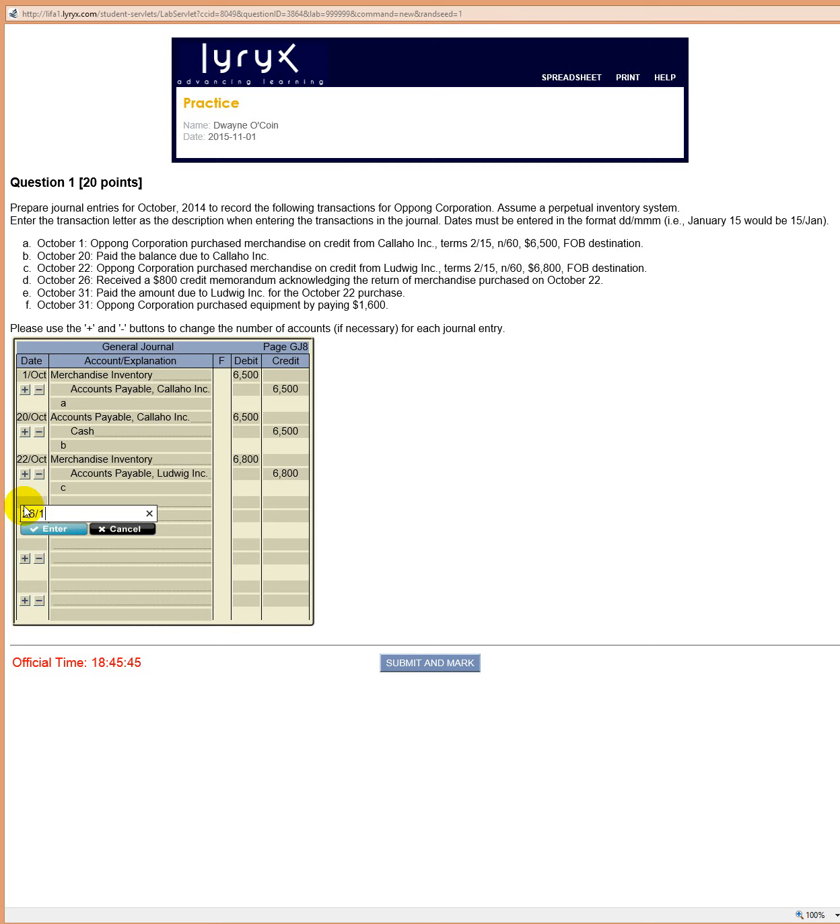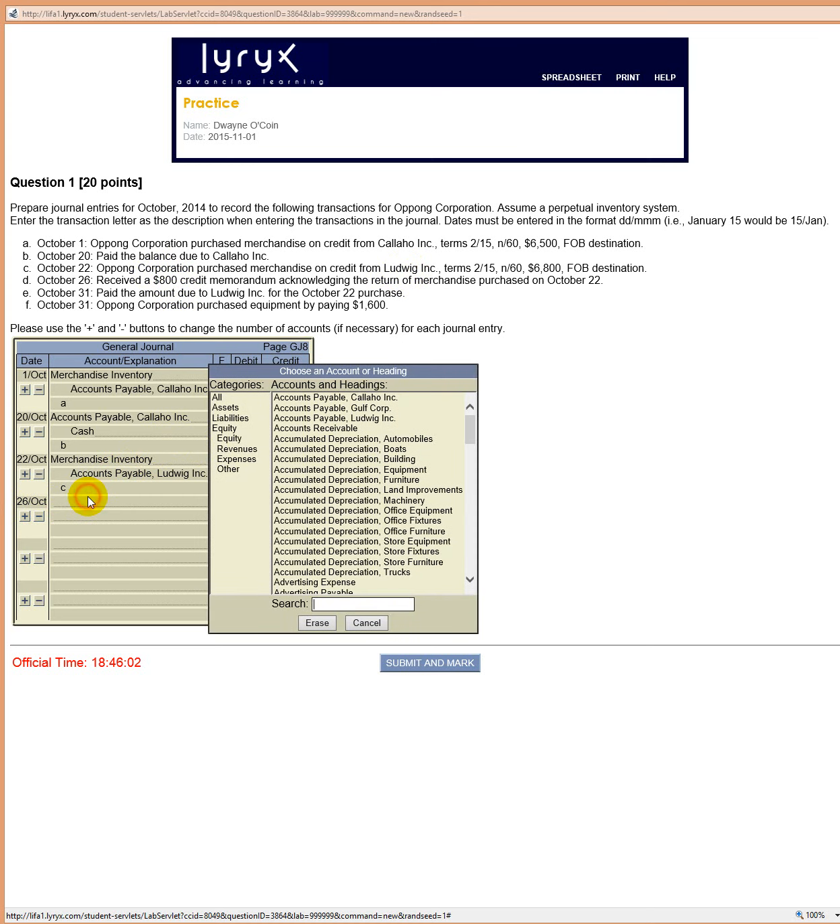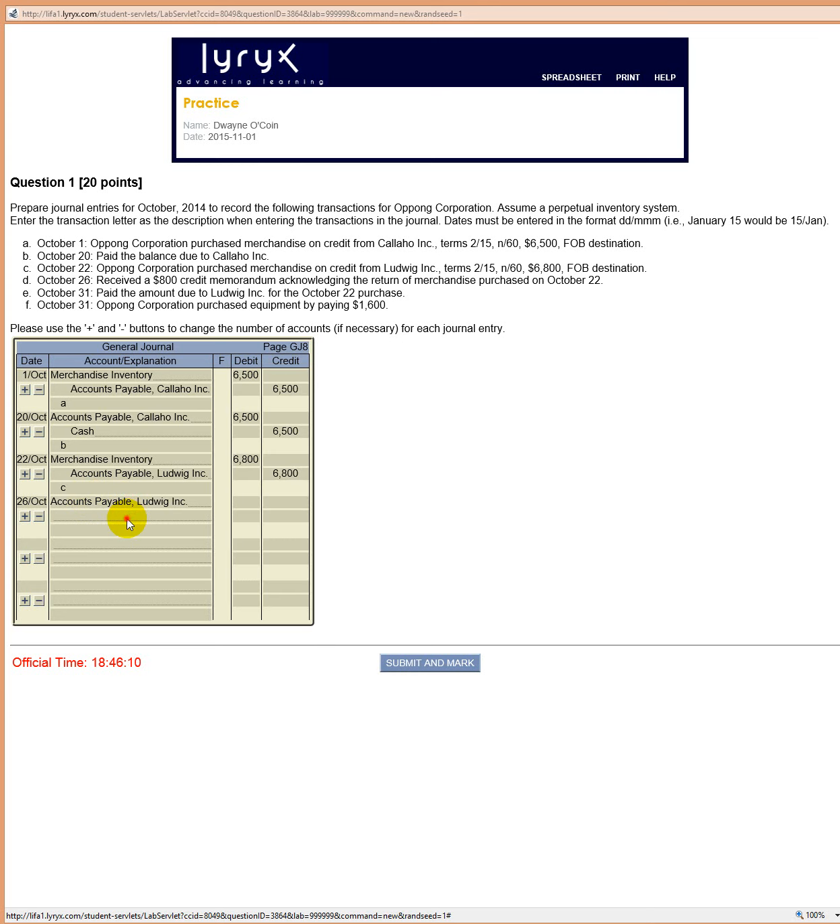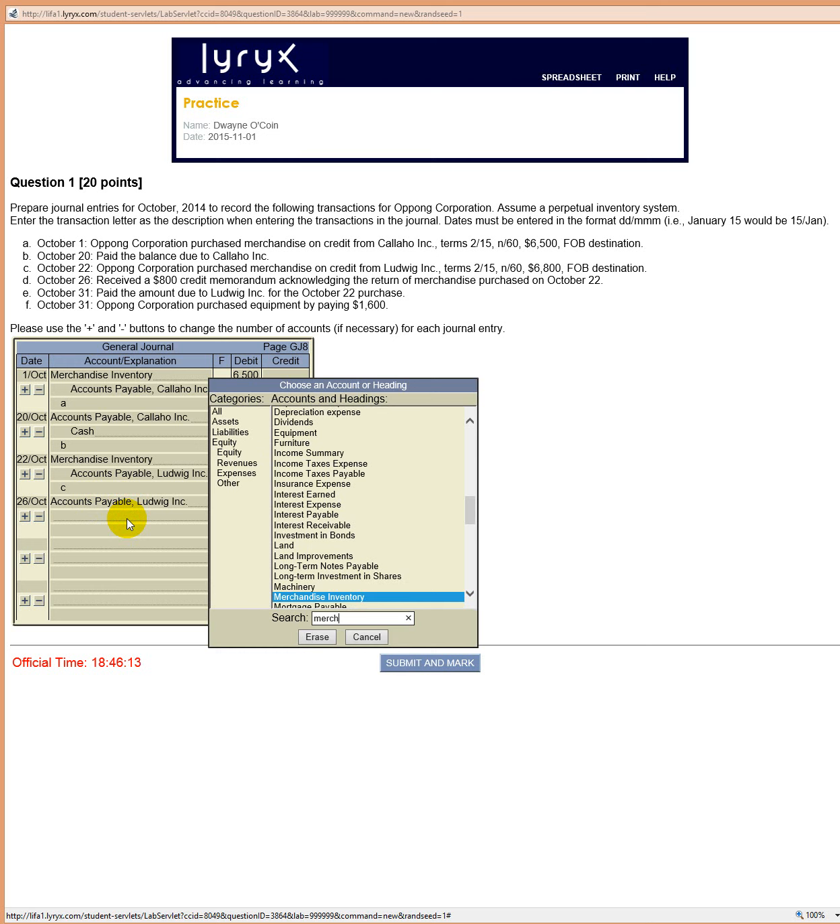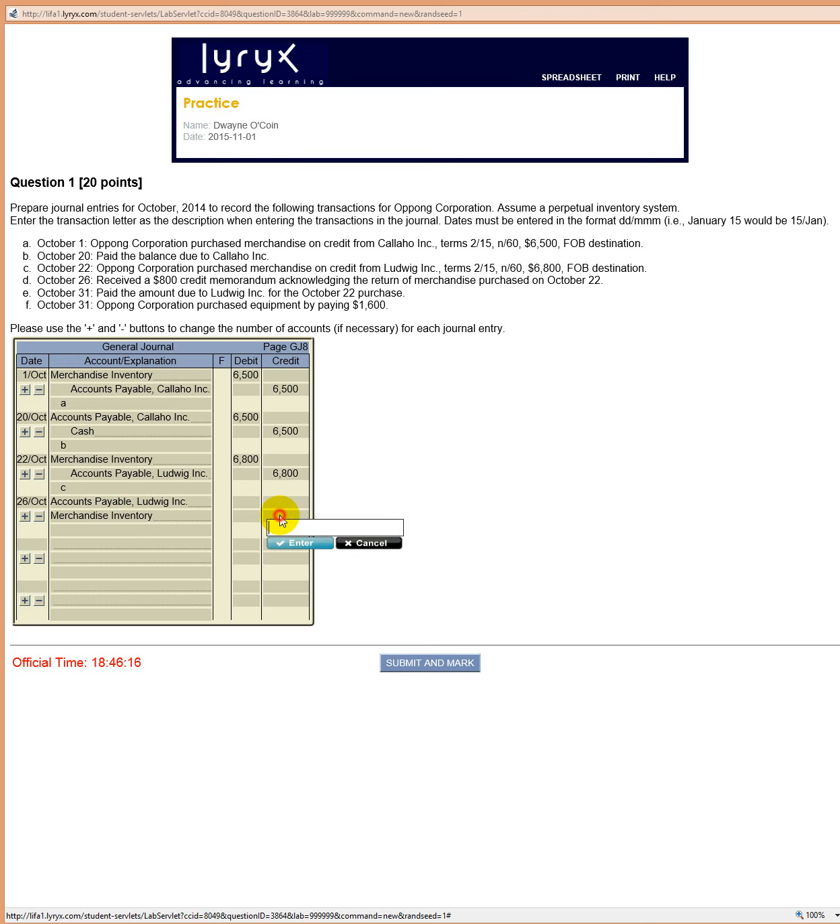Then for the 26th of October, we received an $800 credit memorandum acknowledging the return of merchandise purchased on October the 22nd. So we returned some of our merchandise from Ludwig Corporation. So we undo this entry. We undo accounts payable for Ludwig and remove the merchandise inventory. So inventory goes down by 800. That's a credit to an asset account. Our accounts payable liability goes down by 800 as well, and that's transaction D.